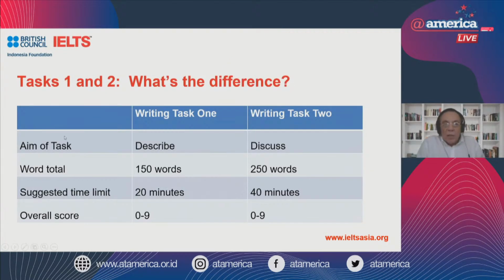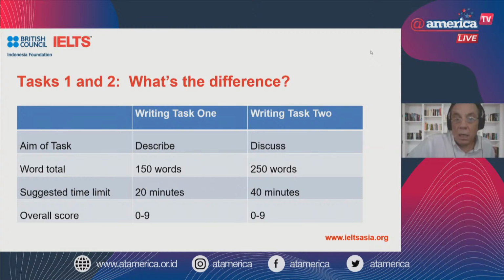As I just mentioned, there are two parts to the IELTS writing. After you've done the listening part and the reading part, it's on to the writing, and you'll be faced with something called Task 1 and Task 2. Now, what's the difference between Task 1 and Task 2?